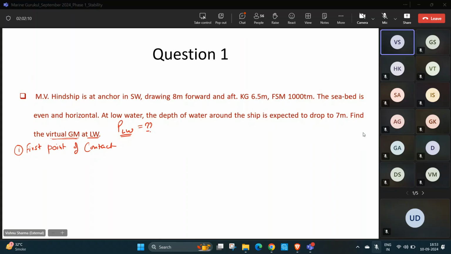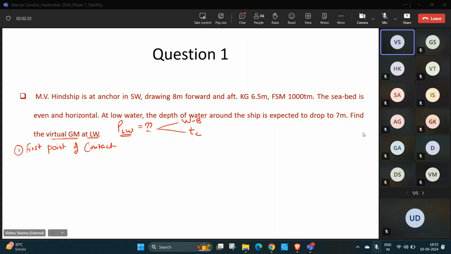How many methods of calculating P do you know, guys? Two methods. Which methods? W minus B, or TC. TC will be applicable only when the trim is changing. W minus B can be applied anytime whenever you have the information, no restrictions.